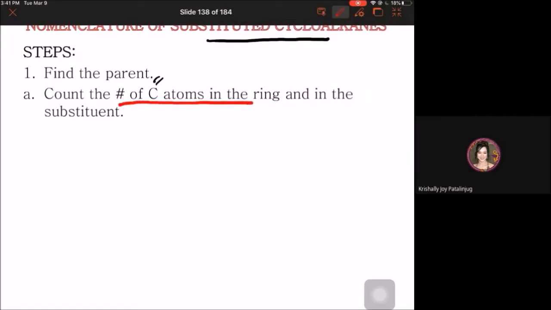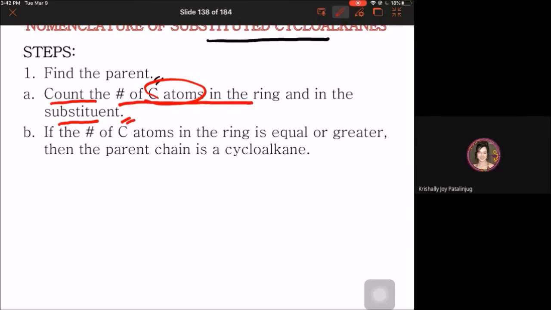Okay? Meaning in the cyclic alkane itself, you have to count the number of carbon atoms, and aside from that, you also do a separate count for the number of carbon atoms in the substituent. Again, letter A, you have to count the number of carbon atoms present in the ring. Also, you have to count the number of carbon atoms present in the substituent.